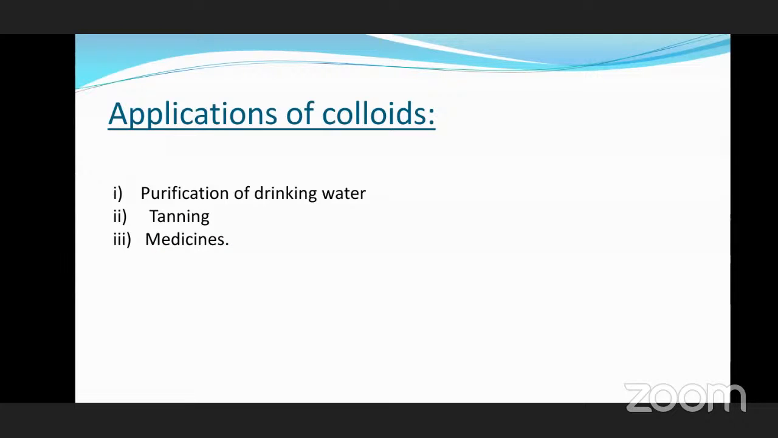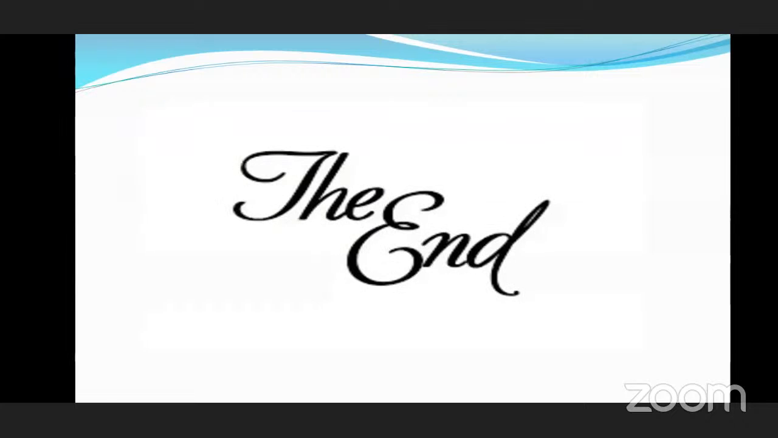Okay, this is about surface chemistry. In this chapter, we discussed adsorption, absorption, and then colloids, types of colloids, as well as emulsions. So this is the important task of surface chemistry. Up to this, surface chemistry is completed.